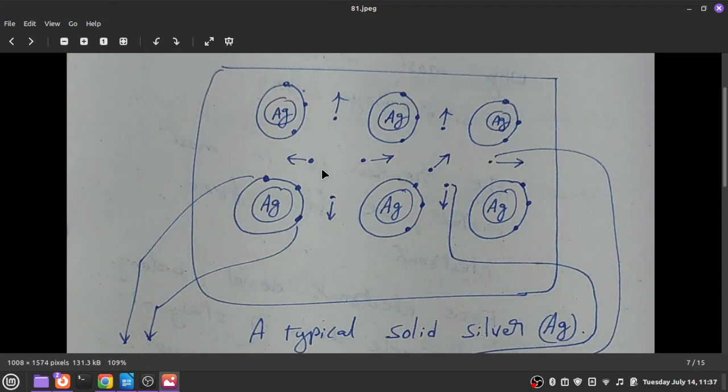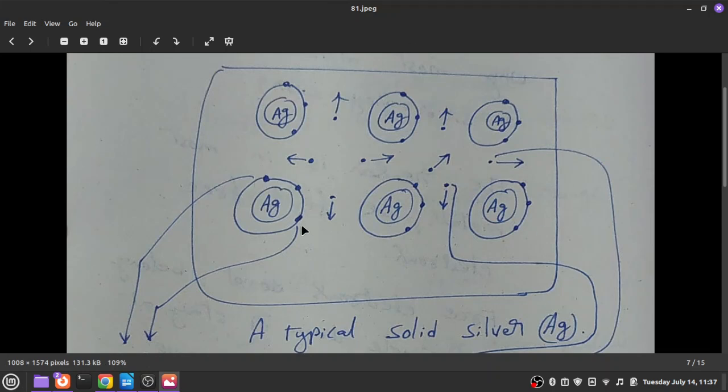But there are free electrons. The free electrons are shown with arrows showing direction. A free electron shown here is moving in this direction, another here is moving in this direction. So they can move. The free electrons will not stay at one single atom. They will move from one silver atom to another atom. They move throughout the metal.